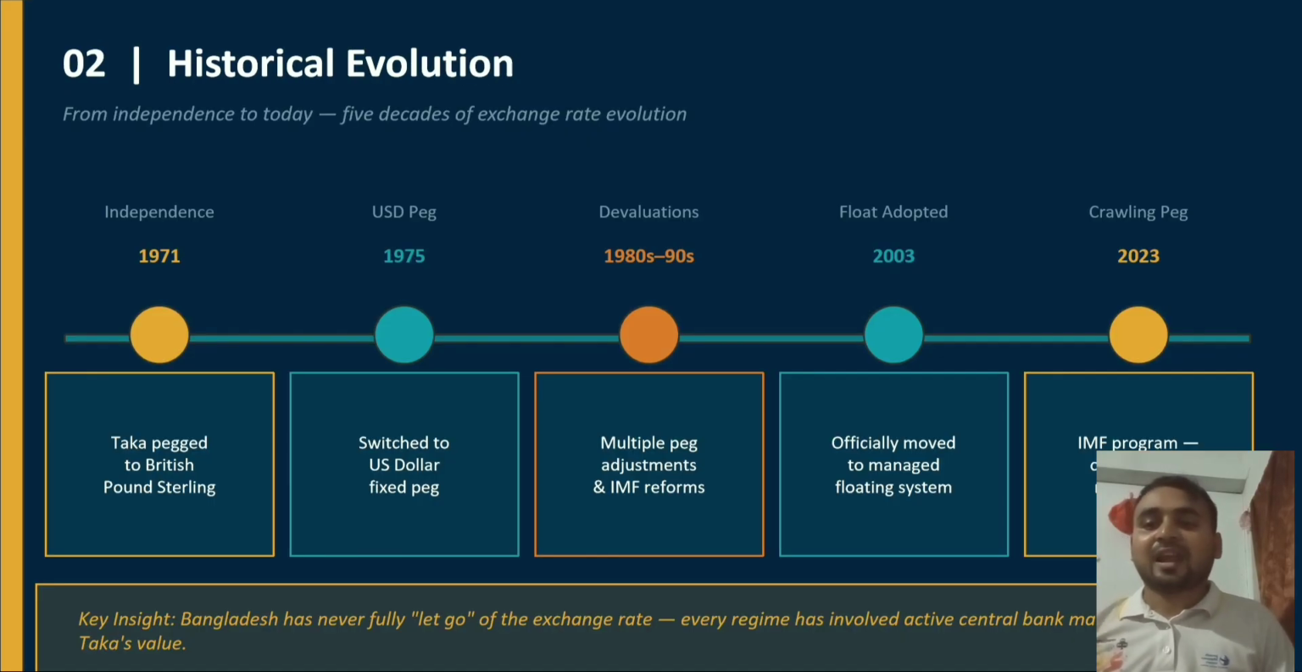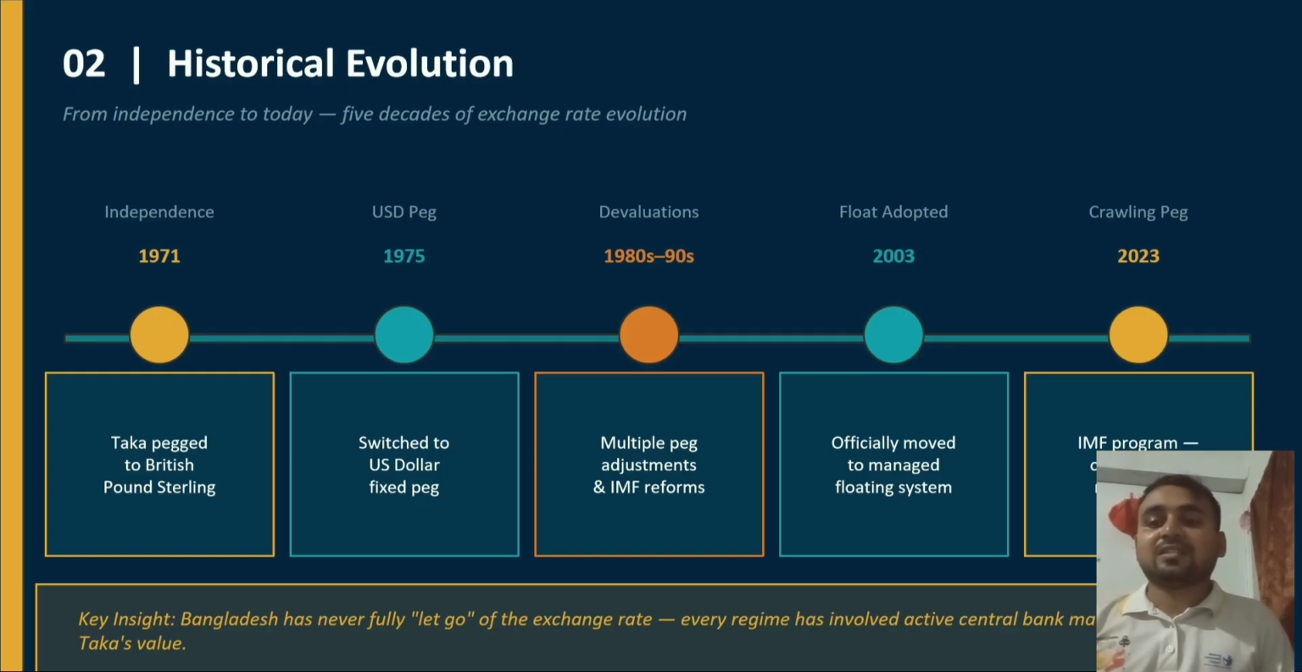So moving to the next slide, here we can see the historical evolution of Bangladesh's exchange rate. Now let's look at how the exchange rate system has changed over the past five decades. I like to think of this as five chapters in Bangladesh's economic story. Chapter 1, 1971: at independence, the Taka was pegged to the British pound sterling. This gave early stability but limited flexibility.